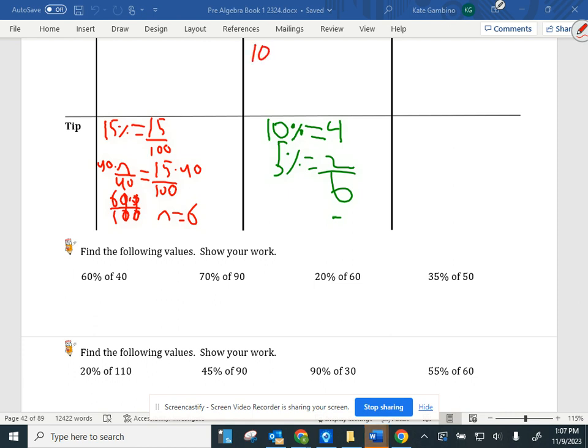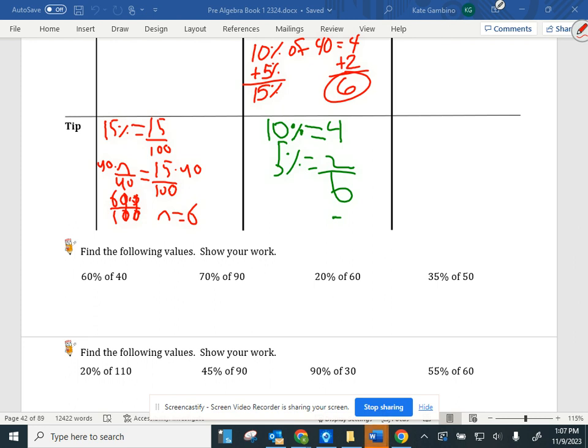For me, I would have said 10% of 40 equals 4. And then I know that I want to get to 15%. So to go from 10% to 15%, I'm going to add 5%. That 5% is half, right? So that gave me the 15%. So I'm adding half. So half of 4 is 2. And that's how I got the $6.